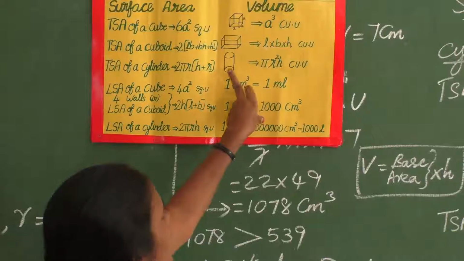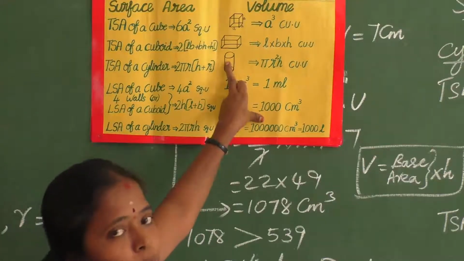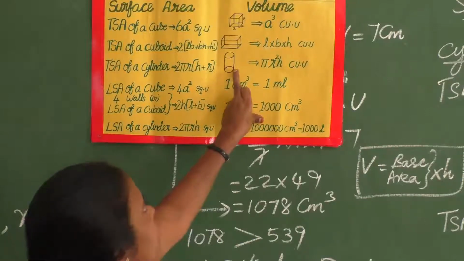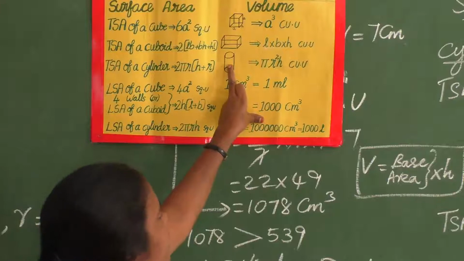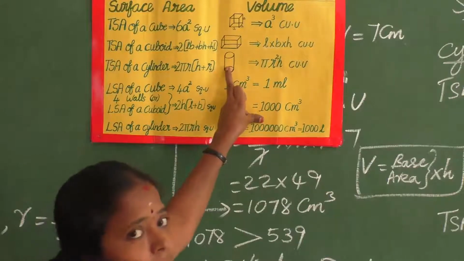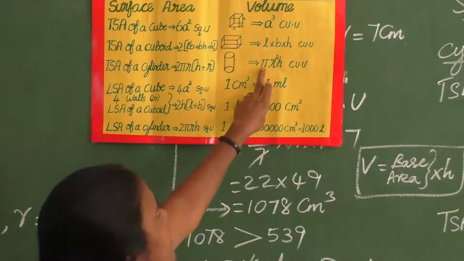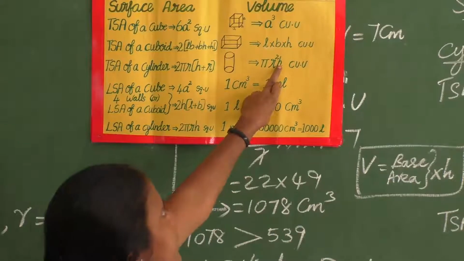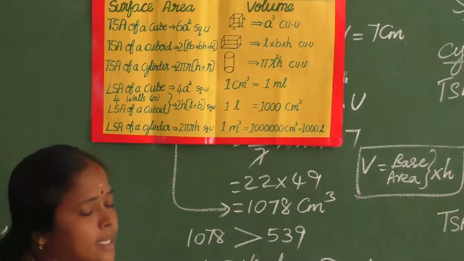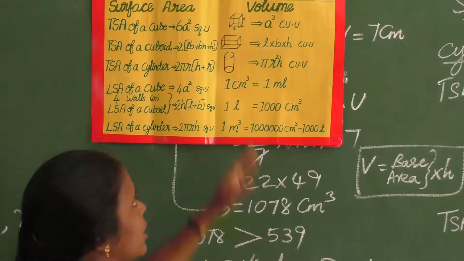So, that base area into height is the volume. Base area into height is the volume of a three-dimensional object. Here we have considered a cylinder. The cylinder's base area is a circle, so the circle area is πr². So base area into height. So what is the cylinder volume? πr²h cubic units. Understood how it is coming?